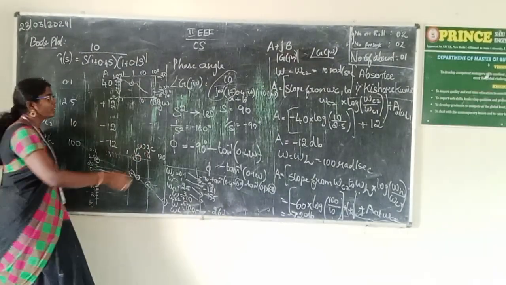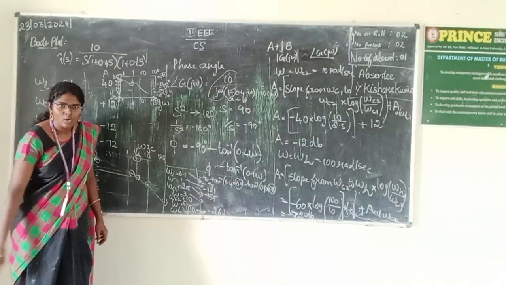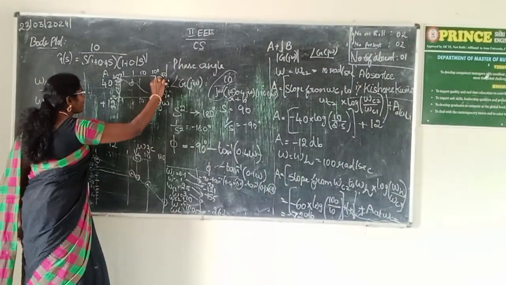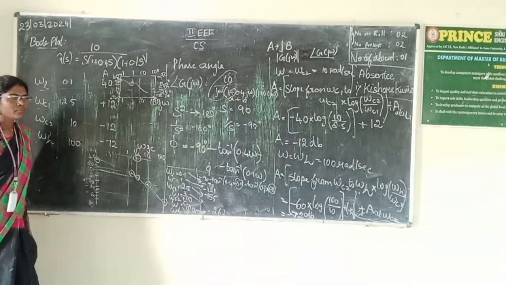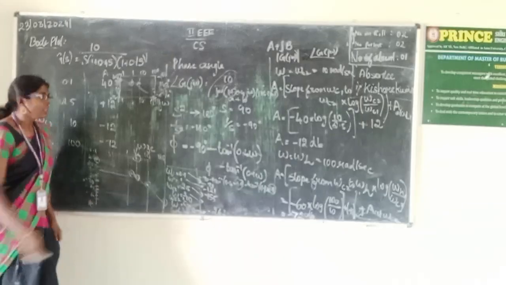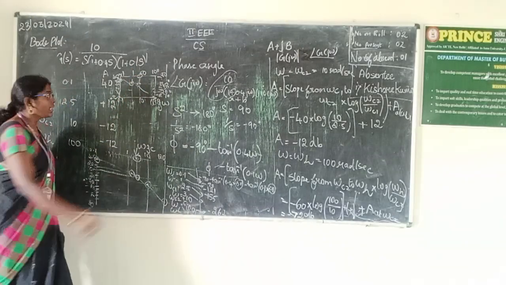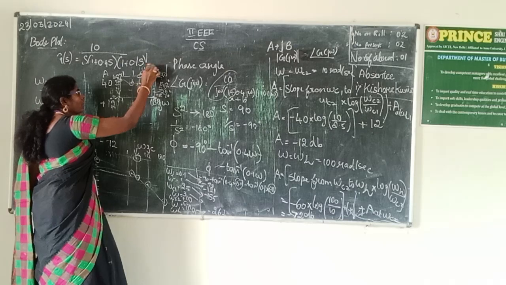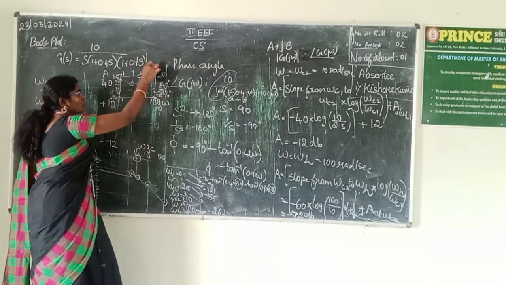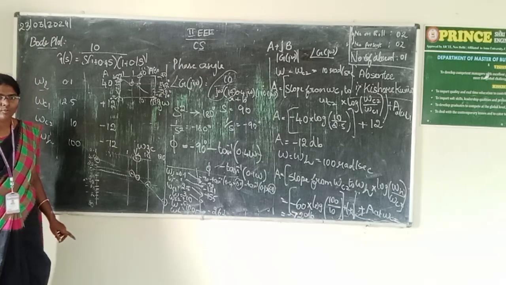For the phase plot, take minus 180 degree. Draw a straight line from minus 180 degree. It will cut your phase plot at that place. Then draw a straight line towards the frequency. That frequency is said to be the phase crossover frequency. Right. Okay, omega is the phase crossover frequency.